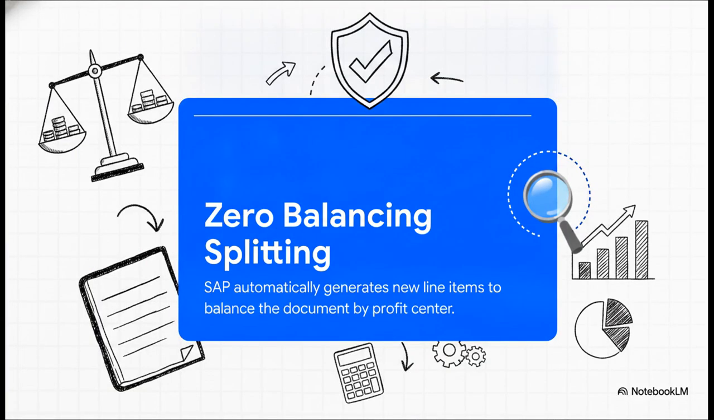And finally, zero balancing splitting. Think of this as your ultimate fail-safe. If amounts simply cannot net off to zero for a specific profit center, SAP steps in and automatically generates a brand new line item just to force that balance. This is what guarantees absolute integrity in your reporting.